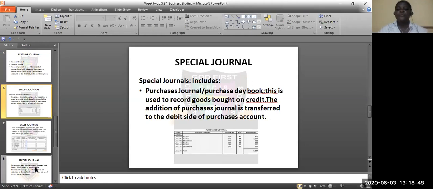We have 4 special journals. The first one is the purchases journal, which is also known as the purchases daybook. I've told you that it is only used to record credit transactions done when you purchase on credit. You don't mix sales with this. It is solely meant for purchases. After you have recorded all the purchases, you add them together and transfer it to the debit side of the purchase account.